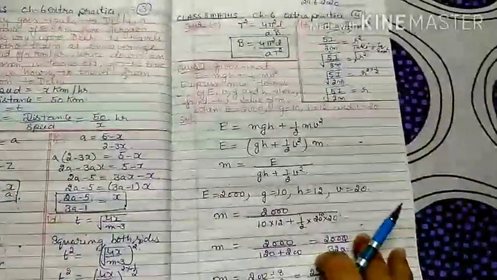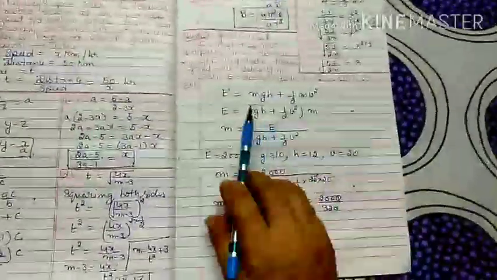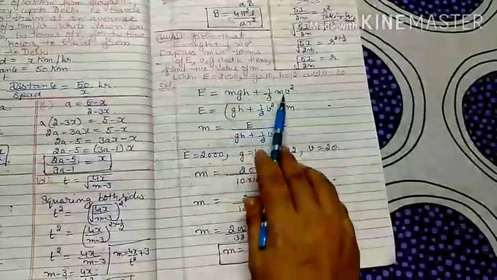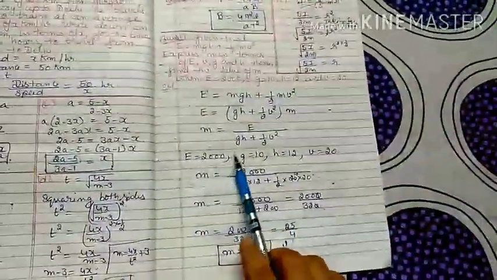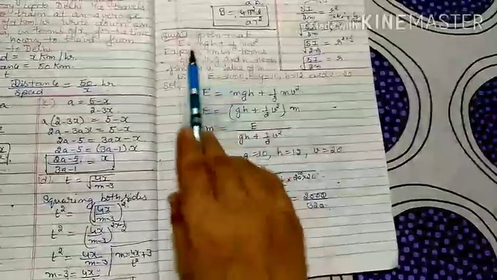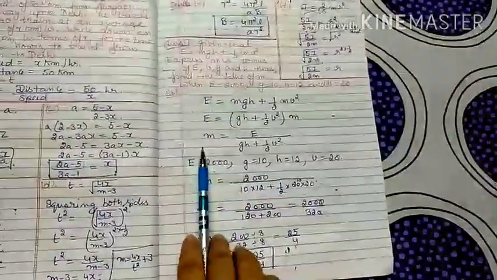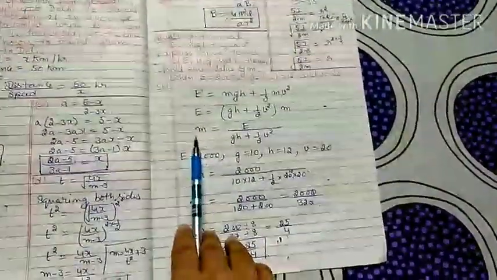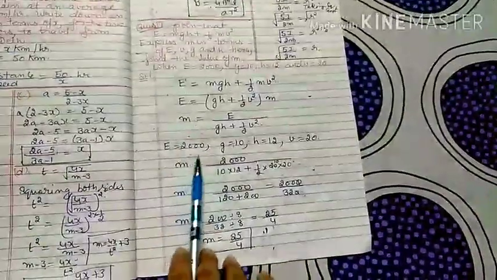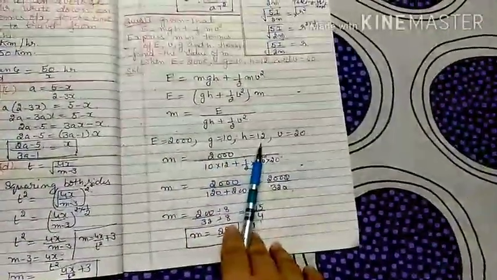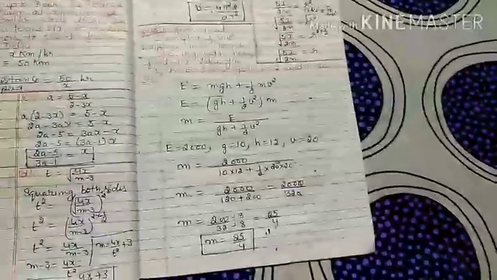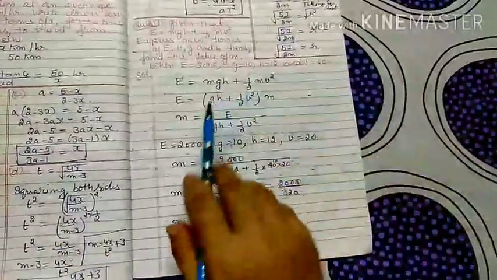Now your 17th question is: the equation is given, E is equal to mgh plus half mv square. Here you first extract the value of m, and after extracting it you have to calculate the value of m according to the variable values. Your E value is given as 2000, g is equal to 10, h is equal to 12, v is equal to 20 in your question. First you have to extract the value of m.